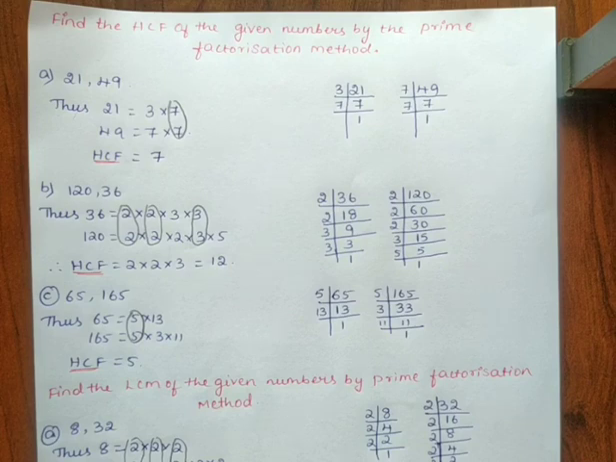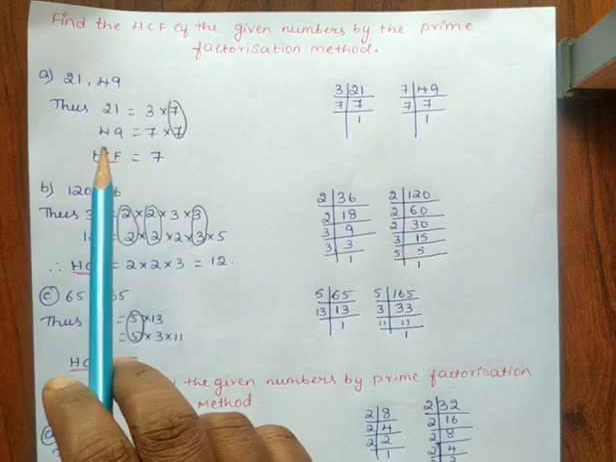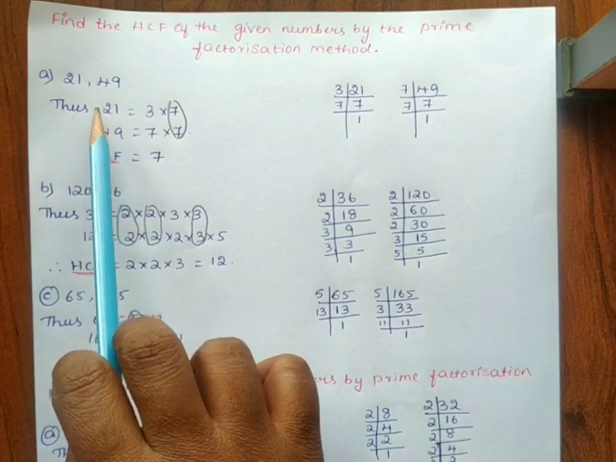Today's class we will see how to find out the HCF of the given numbers by the prime factorization method. Last class we have seen divisibility of 2, 3, 4, 5, 6, 7, 8, 9, 10, isn't it right? So today's class we will see how to find out the HCF. Here they have given the first sum 21, 49.